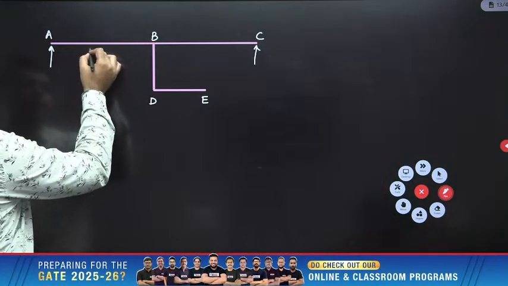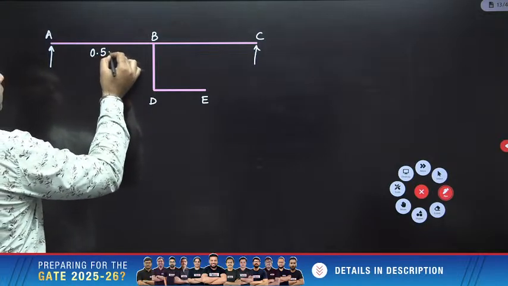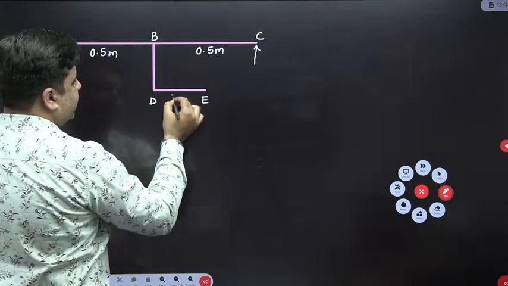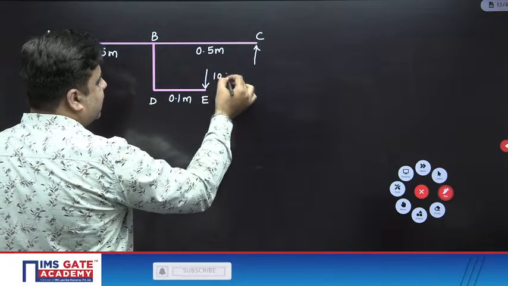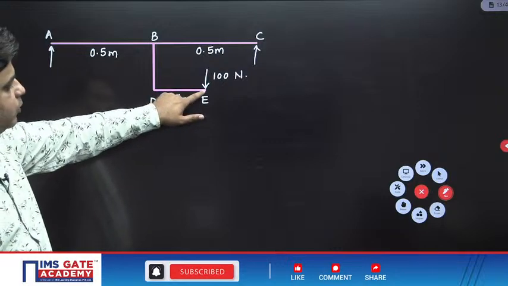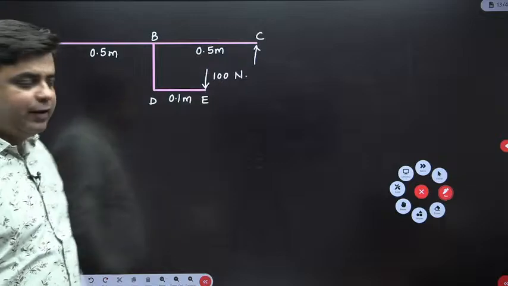This is 500 mm. So 0.5 meter. This is also 0.5 meter. And this is 0.1 meter. And a load of 100 Newton is acting like this. So first thing is you need to transfer this load from this point E to this point B. Then only you can draw the bending moment diagram for this beam.